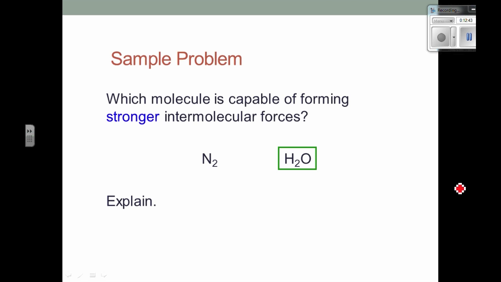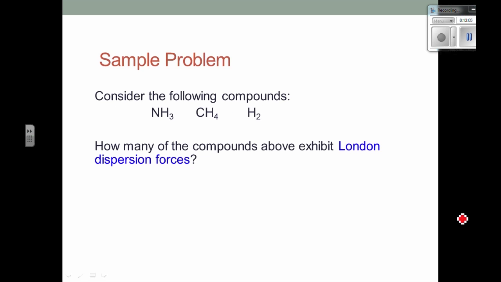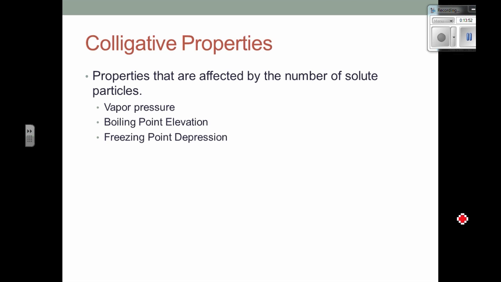So what type of force do we have for N2? London. What type of force do we have for water? London and hydrogen. Good. So another one. You guys should be able to answer this one, right? How many of the compounds above exhibit London dispersion? 0, 1, 2, or 3? Good. All of them.